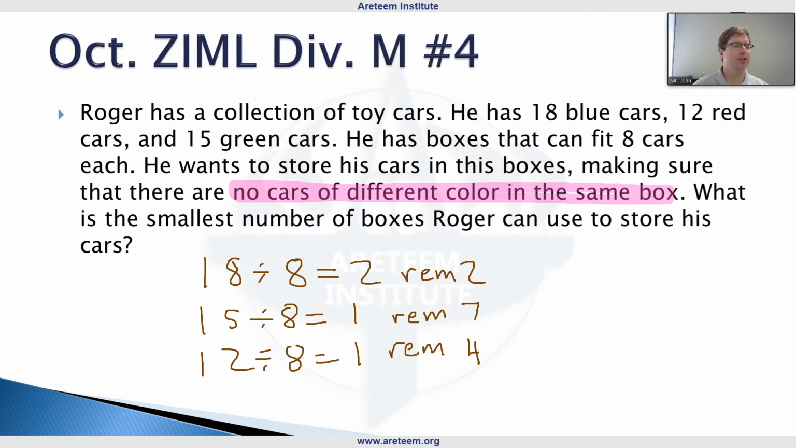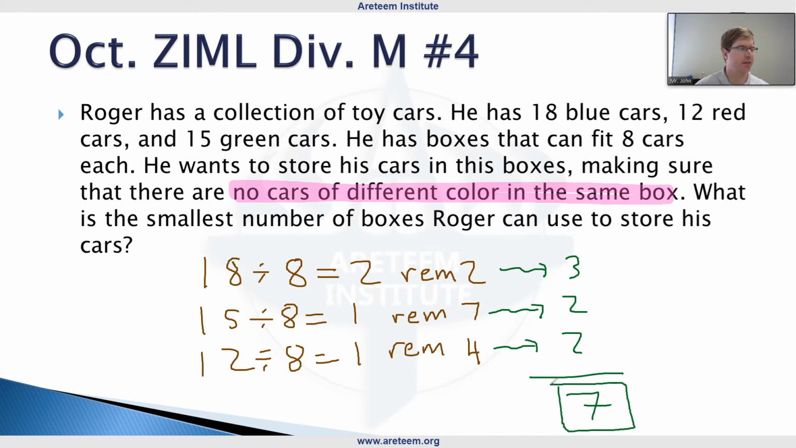Then for each of these colors, we want to round up. So this is going to need 3 boxes because those 2 leftover cars need a box. These 7 leftover cars still need a box. And so we add up 3 plus 2 plus 2, giving us a final answer of 7 in this case. We're rounding up because we need all the cars to go into boxes.